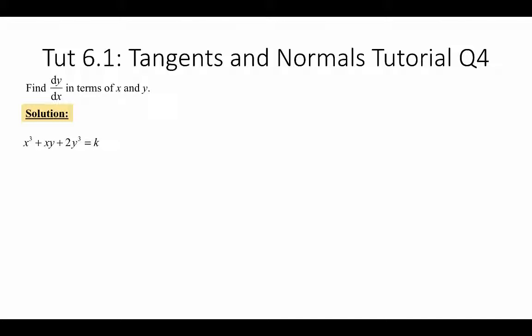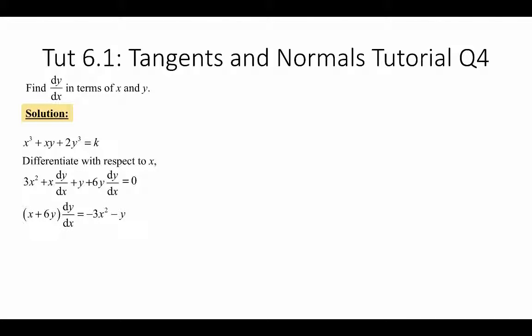Using implicit differentiation, going through step by step, differentiating x cubed will give us 3x squared. Differentiate xy using the product rule: we can keep x and differentiate y to get dy/dx, plus, keeping y, differentiate x will give us y. Differentiating 2y cubed will leave us with 6y squared dy/dx. And on the right hand side, differentiating the constant k will give us 0. Grouping the terms together, we can simplify dy/dx as shown on the screen.